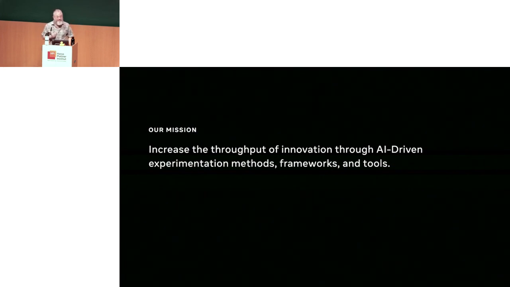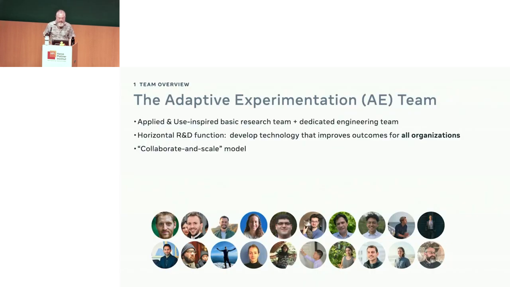Okay. So the adaptive experimentation team has this mission to increase the throughput of innovation using AI-driven methods and frameworks. And this is a slightly out-of-date picture of our organization, but we have about 25 people on the team. We do both applied and use-inspired basic research, and so we have a number of researchers, but we also have people who are dedicated to engineering, and some people who are dedicated to partnerships and data science kind of work.